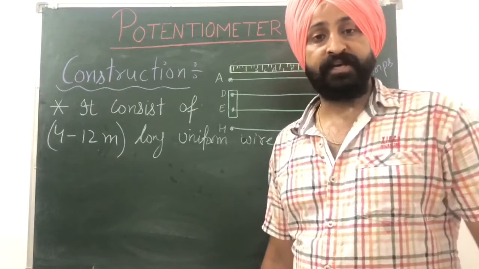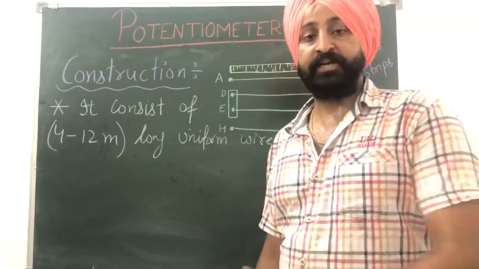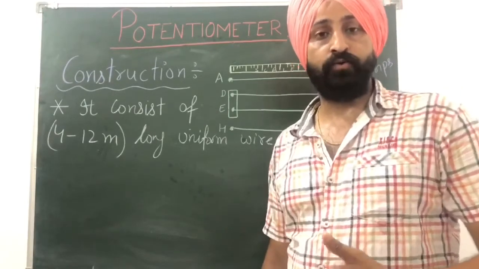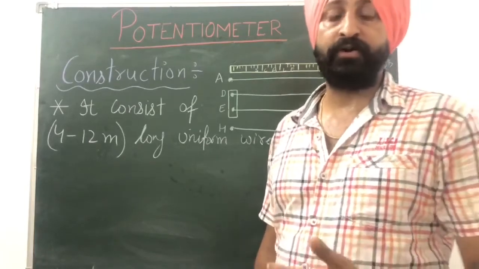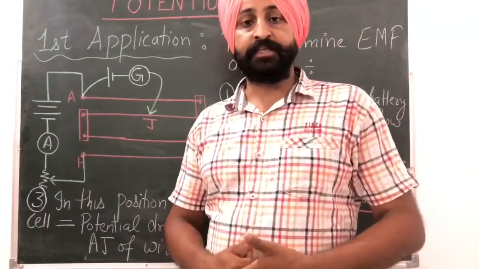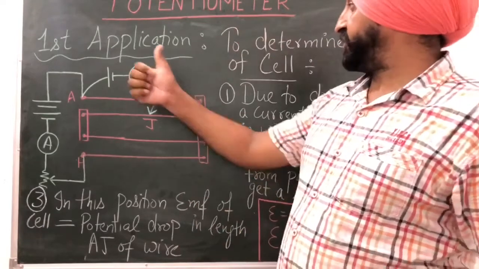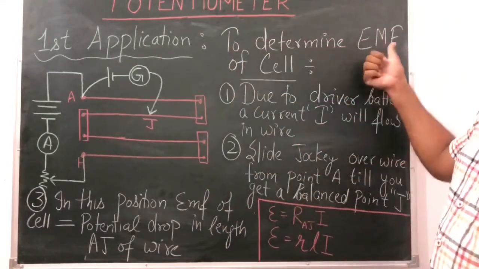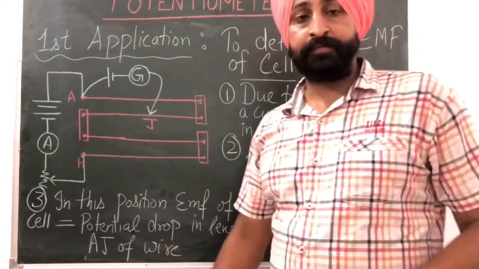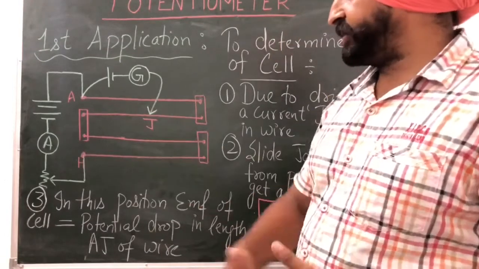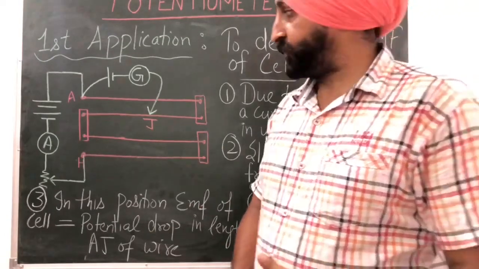Now we will be studying the different applications of this potentiometer, how we can use this potentiometer for different purposes. First we will study the first application, that is to determine the EMF of a cell. See, this is the circuit diagram that we will have to establish.